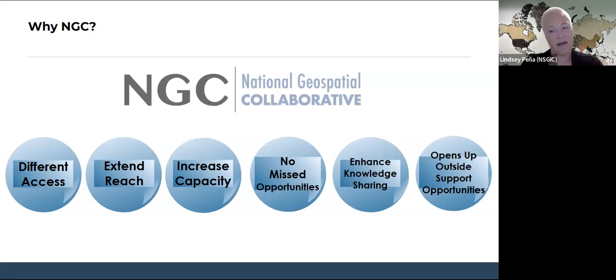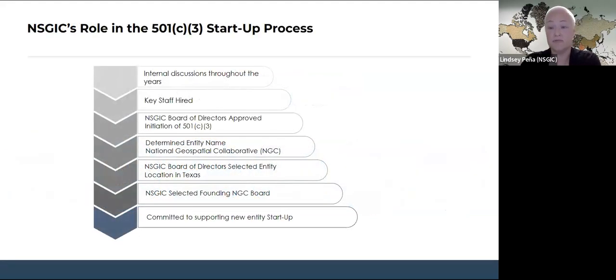And then lastly, my final bonus basically opens up outside support and opportunities. With having a C3, that opens up opportunities for funding with individuals, family foundations, corporate giving programs, and other opportunities that are open to a C3 entity that the C6 entity does not have available to them.